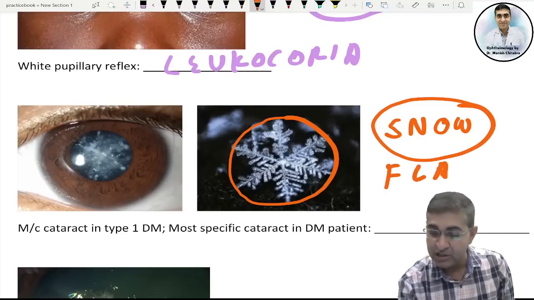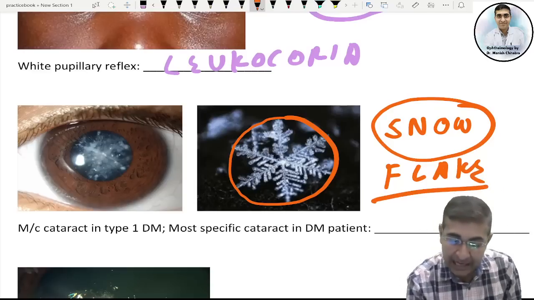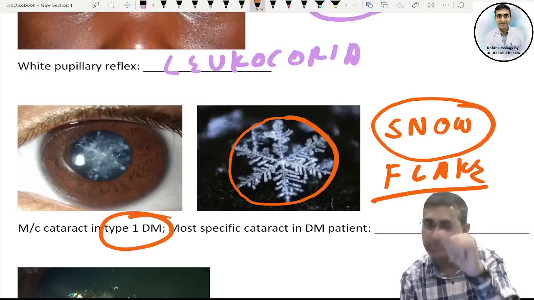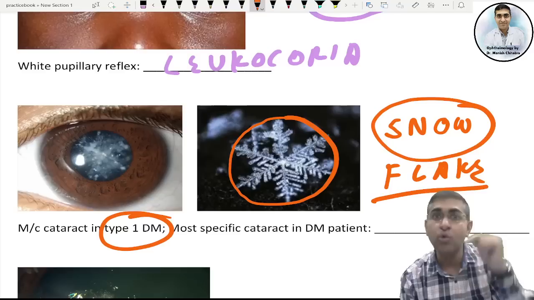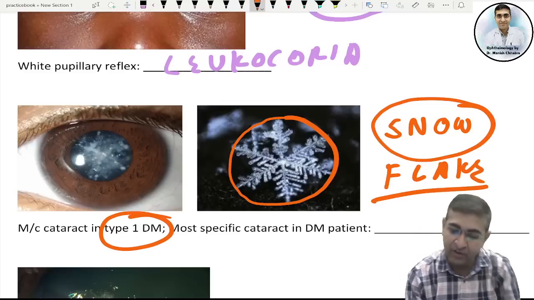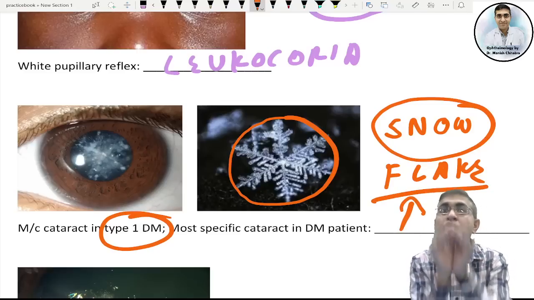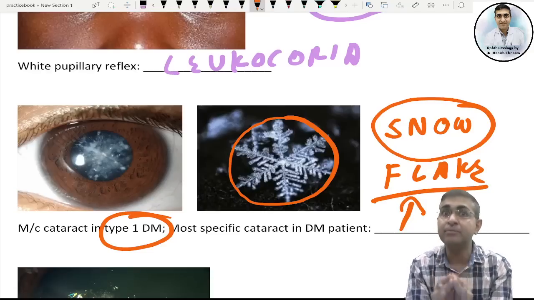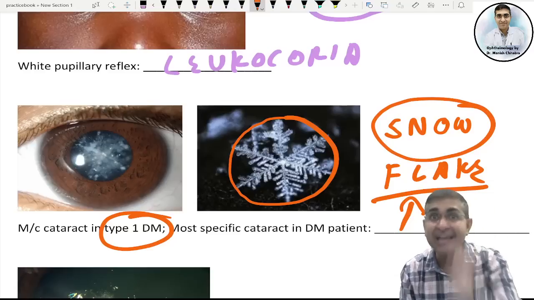This is your snowflake cataract and this is the most common type 1 diabetes mellitus cataract. It is seen most commonly in type 1 diabetes mellitus. And even if I talk about most specific diabetes mellitus associated cataract, that will also be your snowflake cataract. But if I may ask you which is the most common cataract associated with diabetes mellitus, that will be your, which cataract? That will be your early senile cataract.